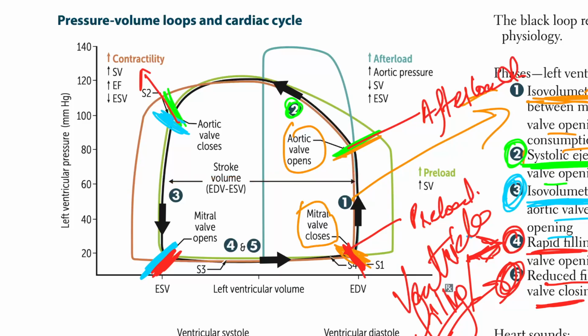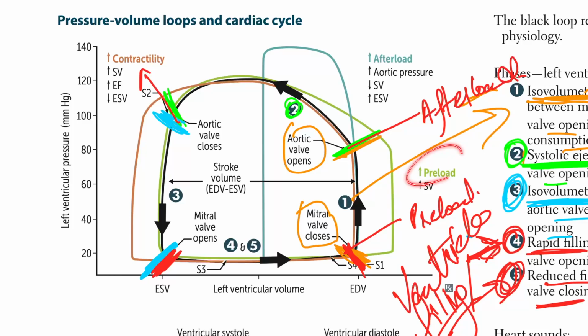So let me give you an example. For example, in contractility, this is the brown graph. Look at the brown graph. What's happening to your stroke volume? It is increasing. So there is an increase in stroke volume. And you already know when you increase stroke volume, ejection fraction is going to increase.